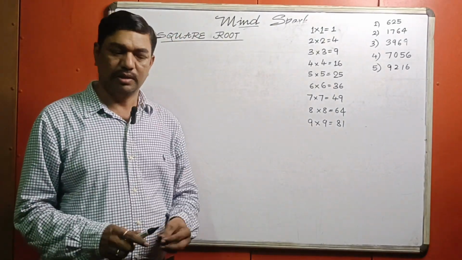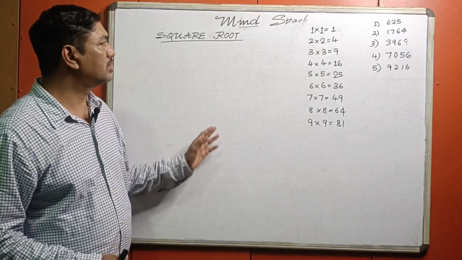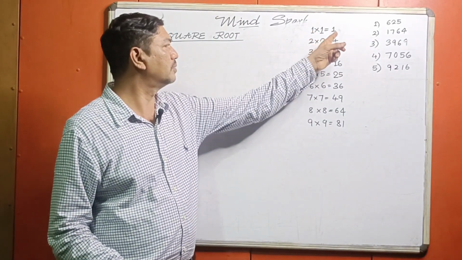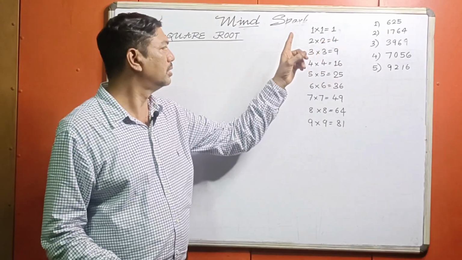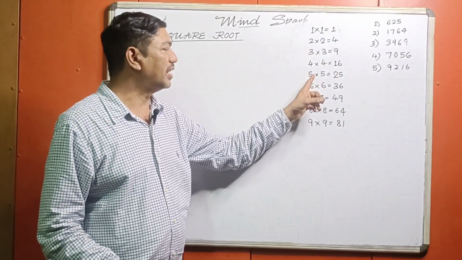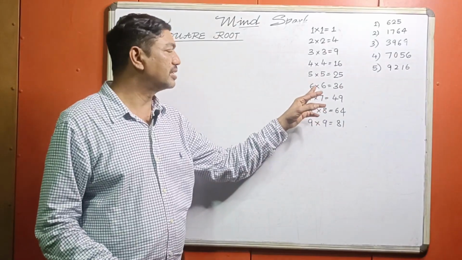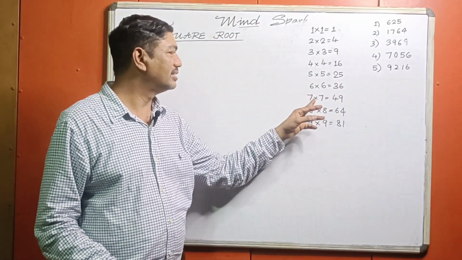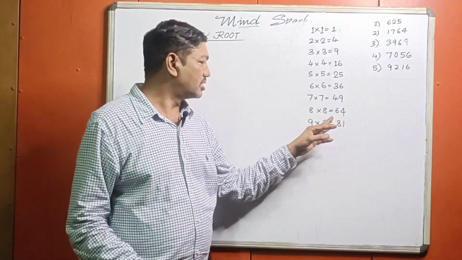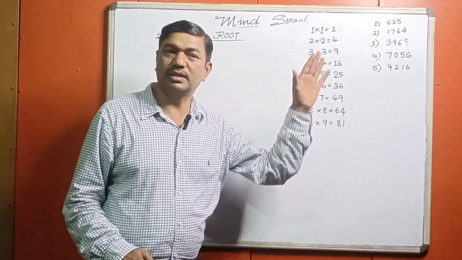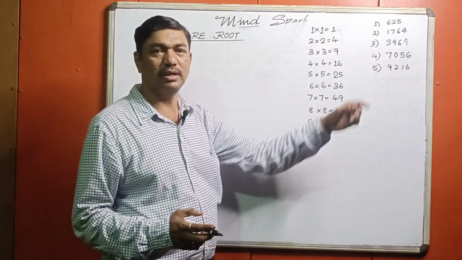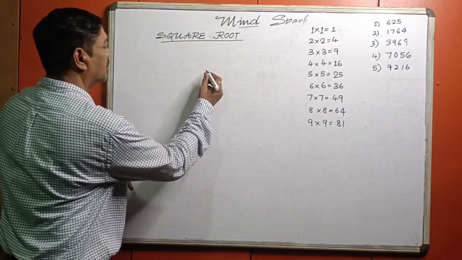In this you have to use only these numbers: 1 into 1 is 1, 2 into 2 is 4, 3 into 3 is 9, 4 into 4 is 16, 5 into 5 is 25, 6 into 6 is 36, 7 into 7 is 49, 8 into 8 is 64, 9 into 9 is 81. These are the numbers you have to follow. Then we'll start solving: how to find the square root of 625.